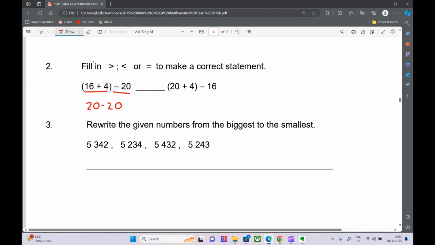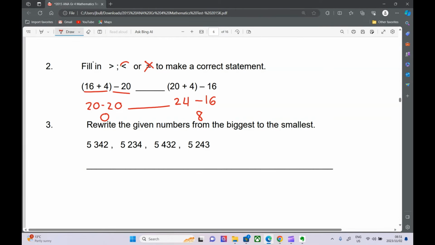On this side, we've got to do these brackets first. So 20 add 4 gives me 24 minus 16. And then let's work out. Okay, we've still got this line here, we haven't filled that in yet. So 20 take away 20, we are going to have 0. 24 take away 16, we are going to have 8. And then you've just got to decide, are they equal? Obviously not. 0 and 8 are not the same thing, so it can't be equal.